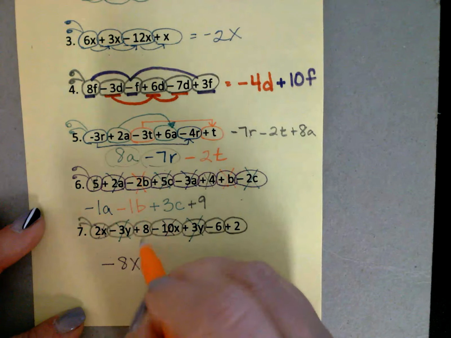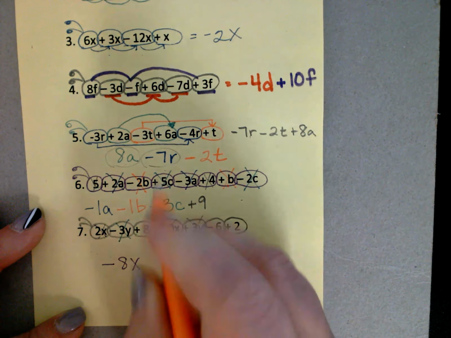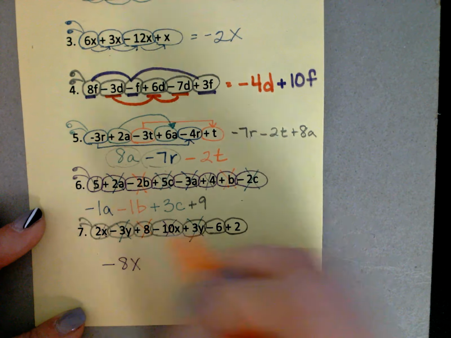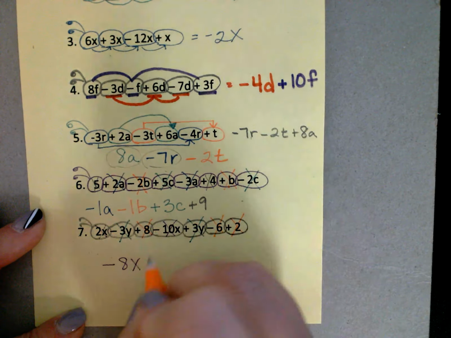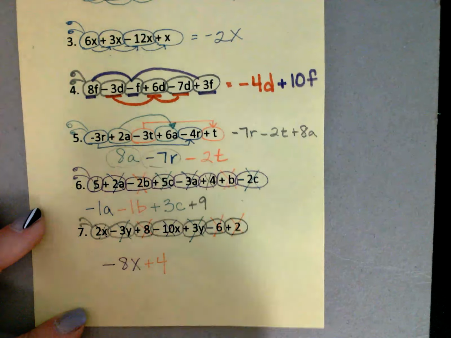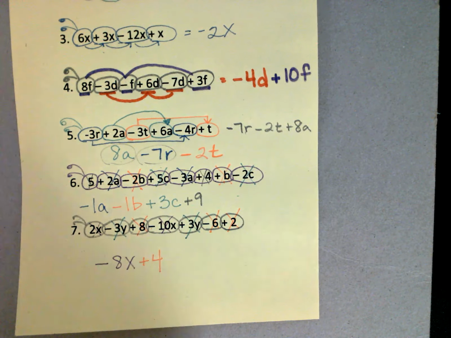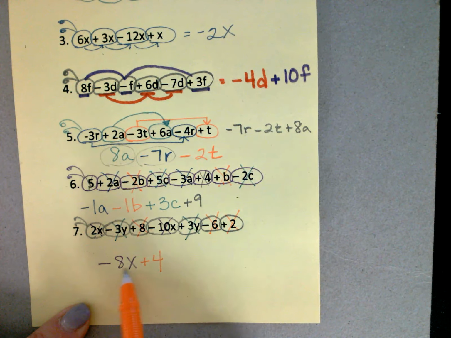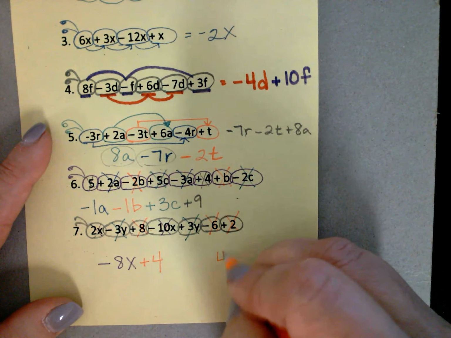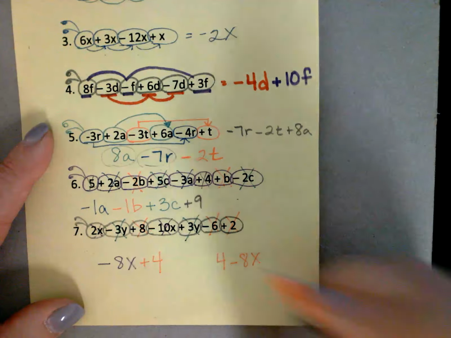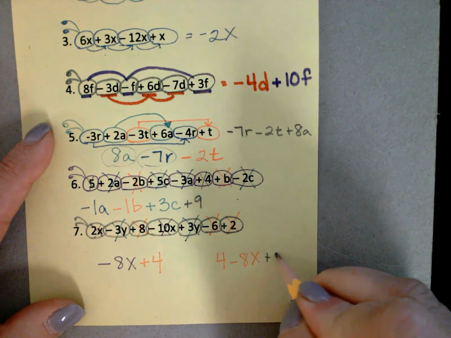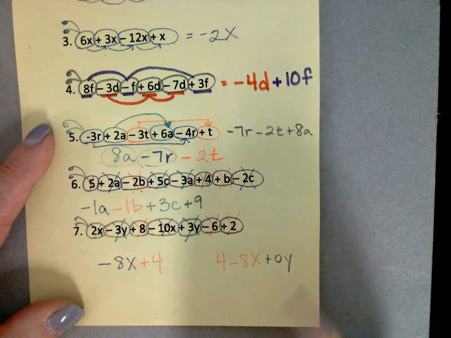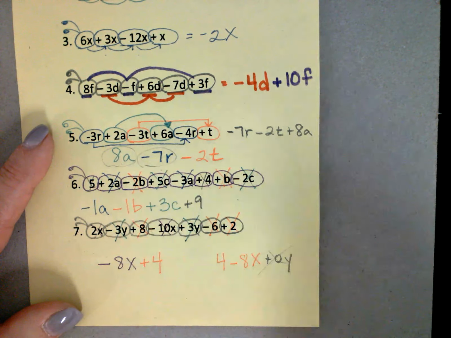Finally, that will leave me with numbers that do not have any variables associated with them. So I have 8 minus 6 is 2, plus 2 is 4. So I ended up with negative 8x plus 4. You could write it as 4 minus 8x. If you wanted to include the plus 0y, you may, but that is completely not necessary.